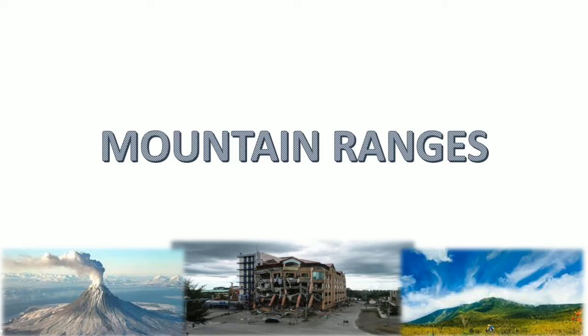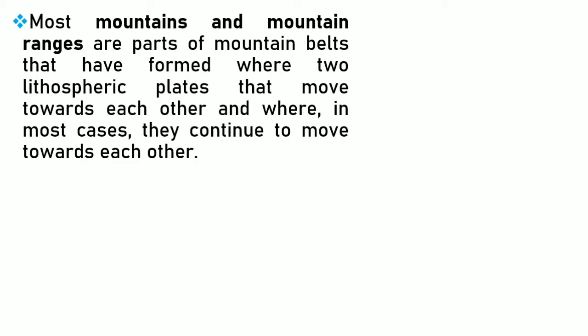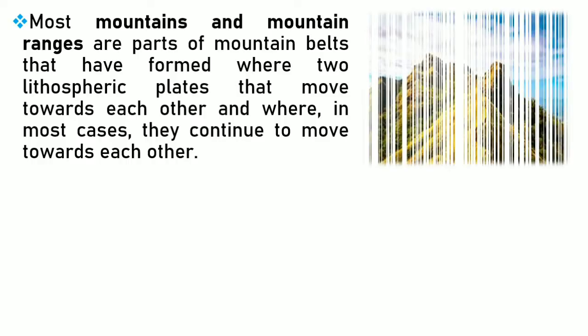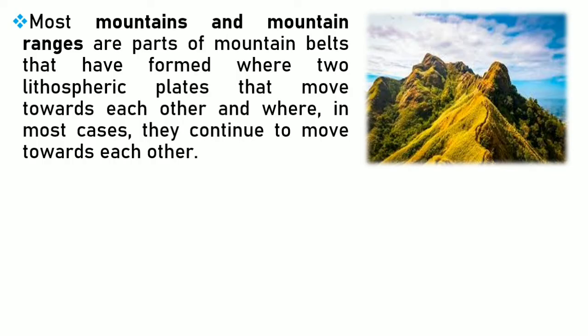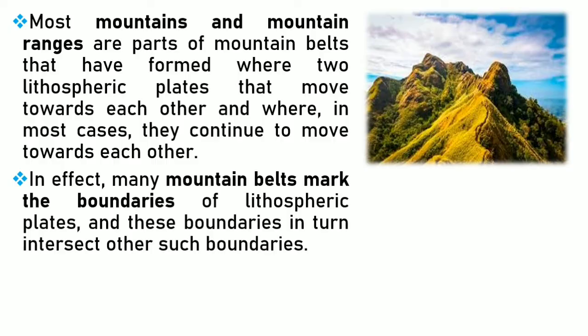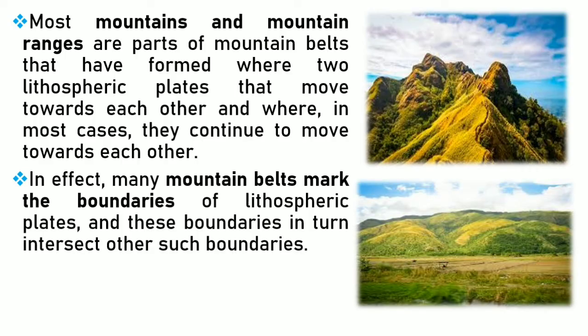Lastly, we have the mountain ranges. What are mountain ranges, by the way? Most mountains and mountain ranges are parts of mountain belts that formed when two lithospheric plates moved towards each other, and in most cases continue to move towards each other. Because of this movement, possibly with earthquakes, they form mountain ranges. In effect, many mountain belts mark the boundaries of lithospheric plates, and these boundaries in turn intersect other such boundaries. This picture shows an example of mountain ranges in the Philippines.